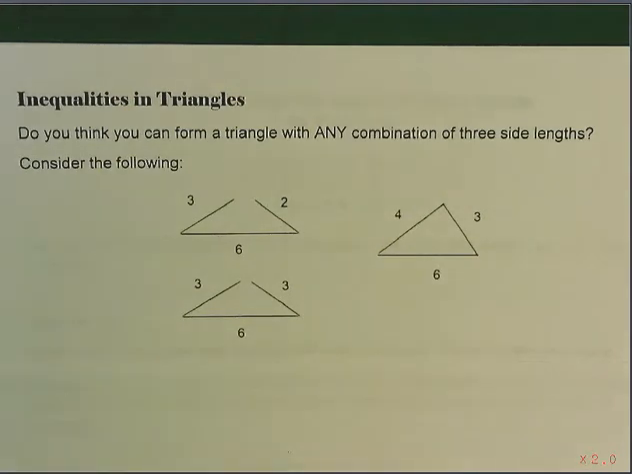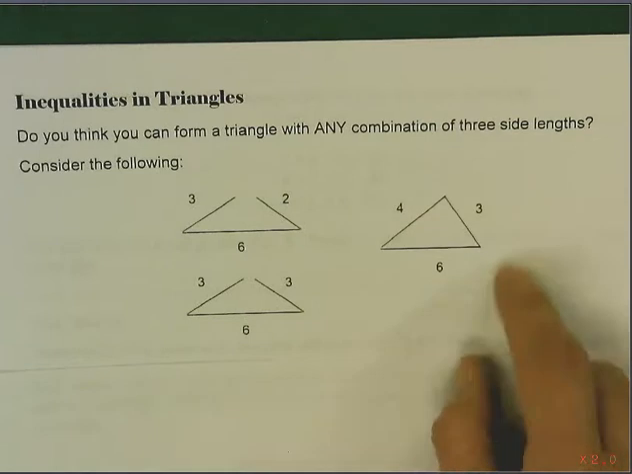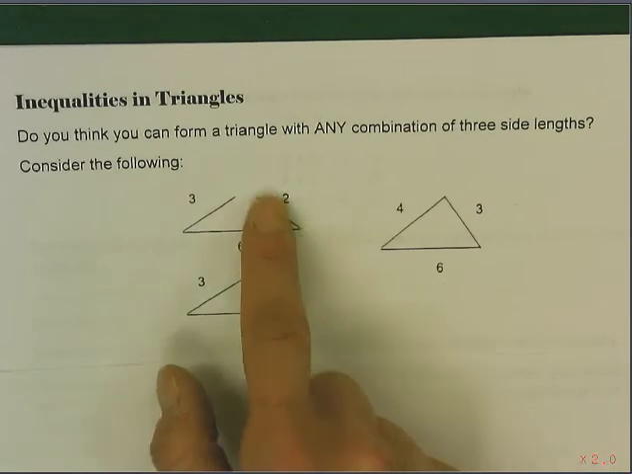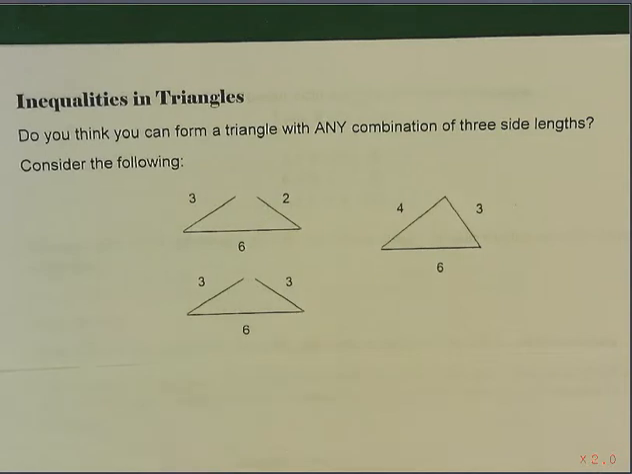Okay, today we're looking at inequalities in triangles. And the first question is, can we form a triangle with any combination of 3 side lengths? So if you look at these triangles, which of them could you create a triangle with? Well, only this one, a 3, 4, and a 6. The 2 and the 3 is not long enough to close up that triangle. You're going to have a gap.